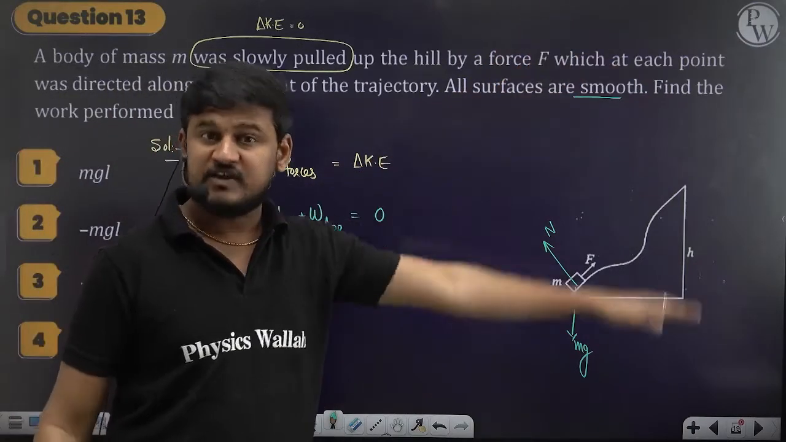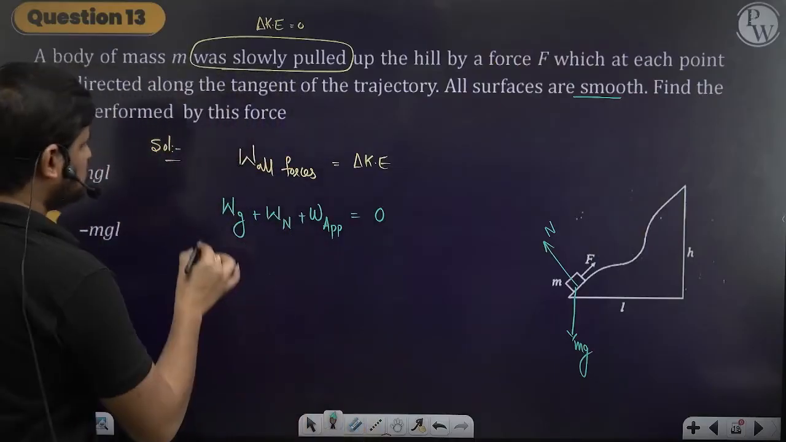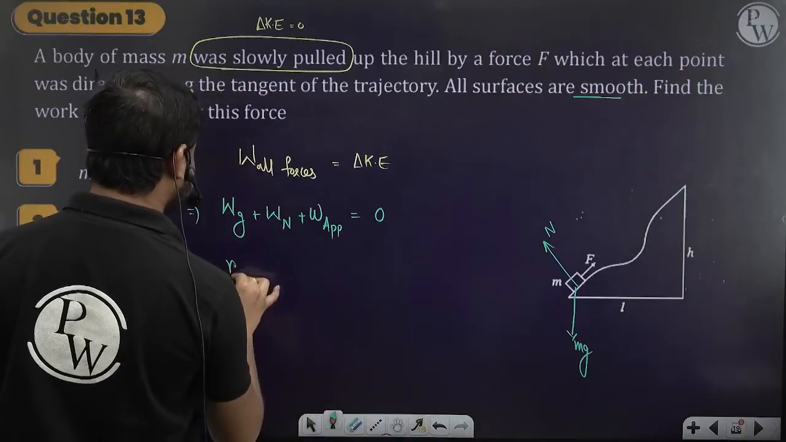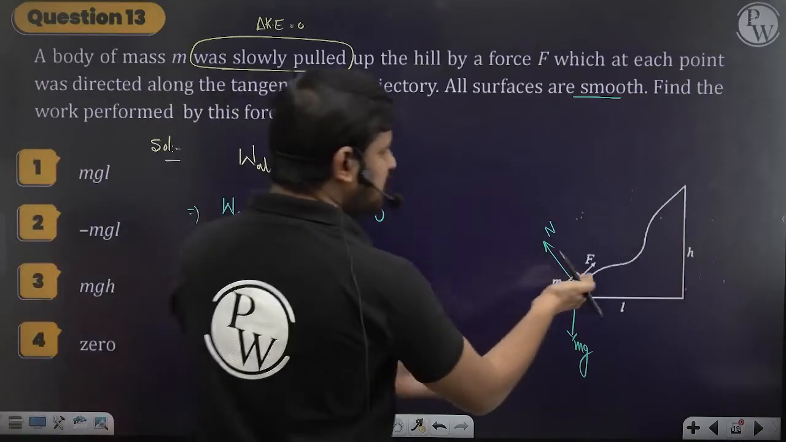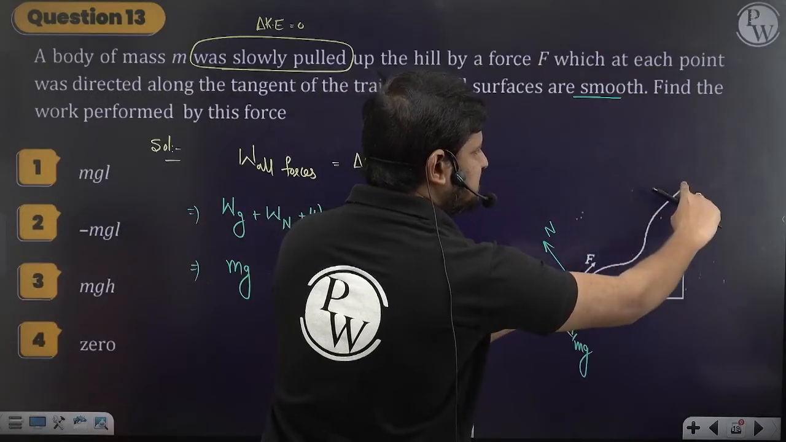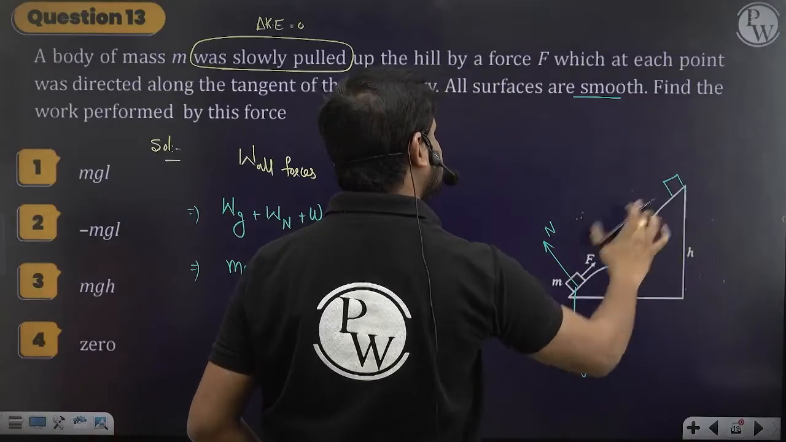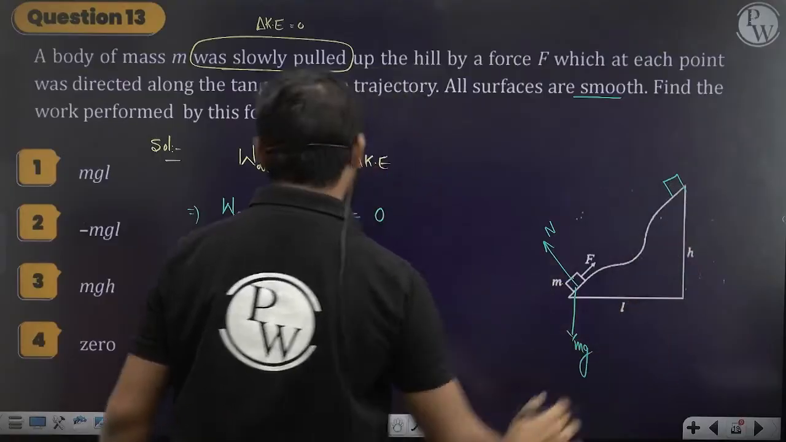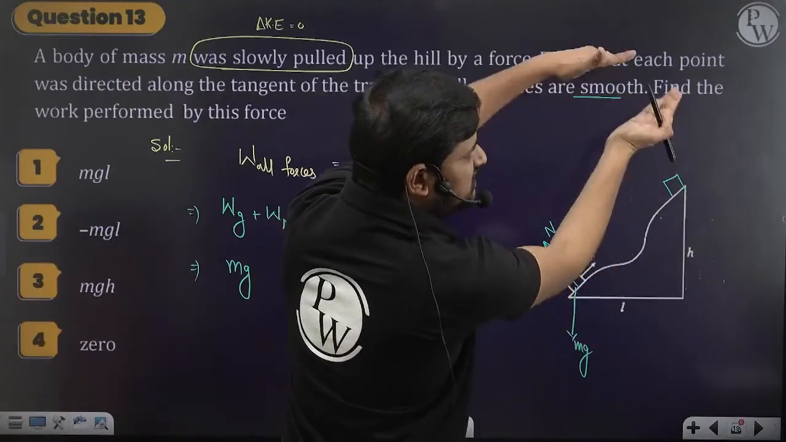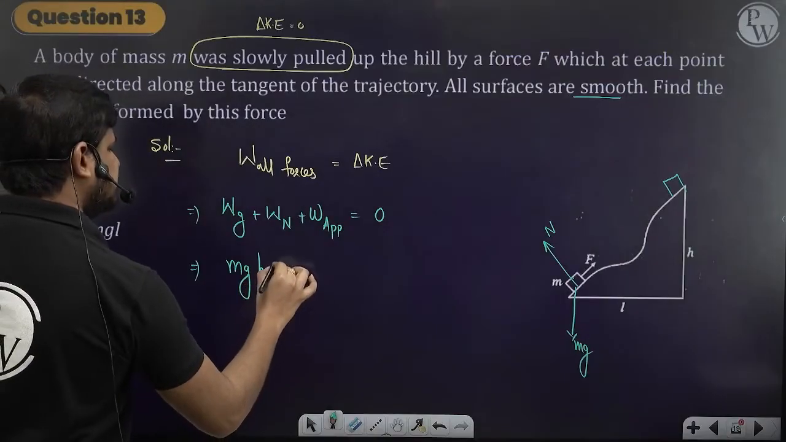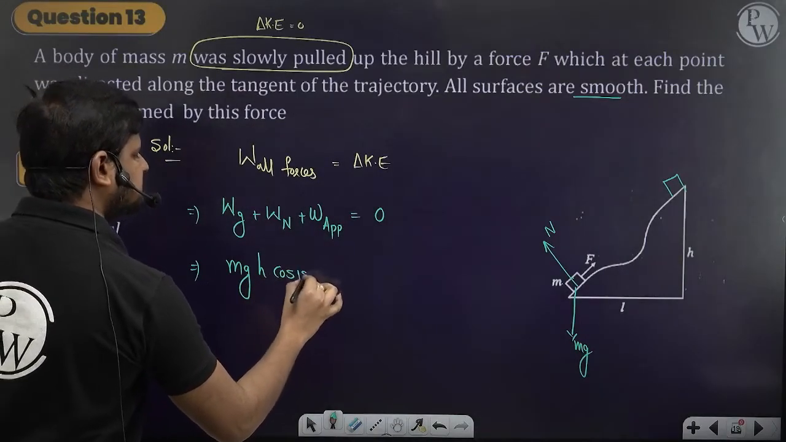So the work done by gravity. The gravitational force is acting downward, mg, and the body is displaced from here to here. So what is the total displacement? H. The displacement is upward, the force is downward. So that's why I am writing mgh into cos 180 degrees.